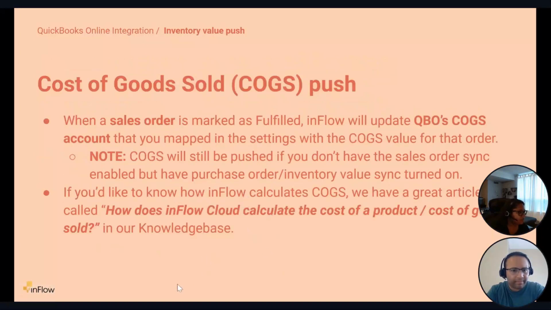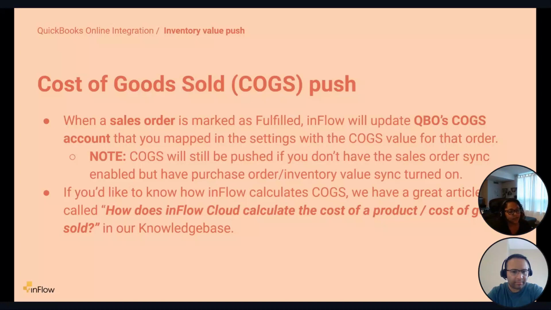Right. So now I just want to go over the cost of goods sold push that happens. This is basically paired with our inventory value push as well. It happens whenever a sales order is marked as fulfilled, specifically. Previously we chatted about the sales order being invoiced or paid. That matters for the actual sales orders being pushed into QBO. But since we're talking about cost of goods sold specifically now, the sales order inventory status, the fulfillment status, is what matters.